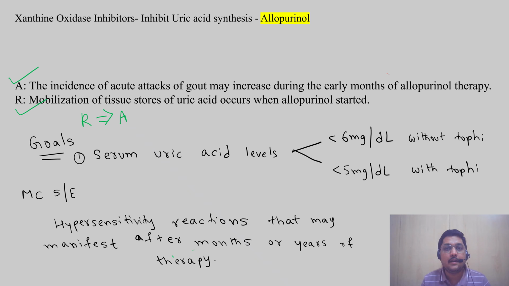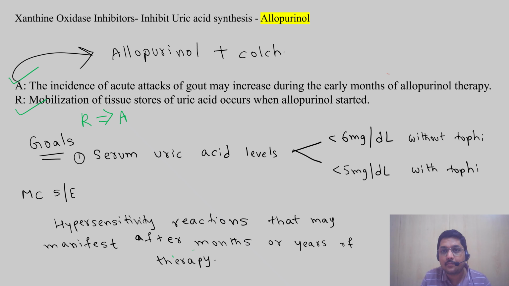Okay, and I told you, right, there is mobilization of tissue stores. Then what is the solution for this one? Allopurinol alone, when you give it as monotherapy, we can see this mobilization of tissue stores of uric acid. That's why add allopurinol with colchicine. As we know, colchicine acts very aggressively to cause this anti-inflammatory effect.